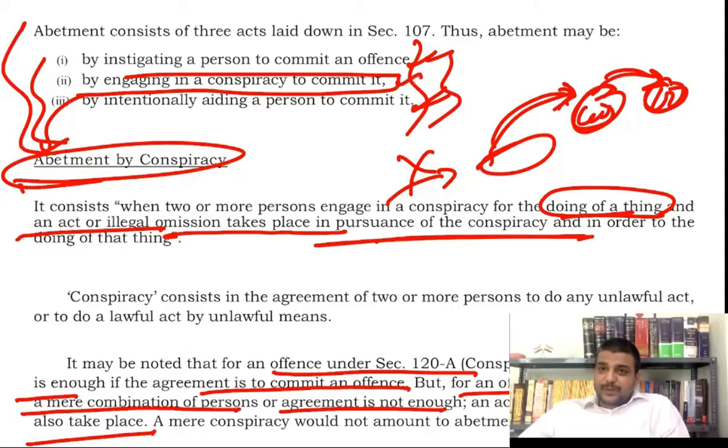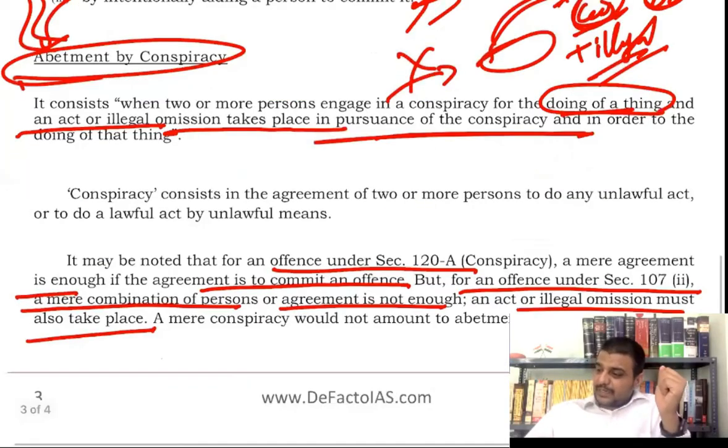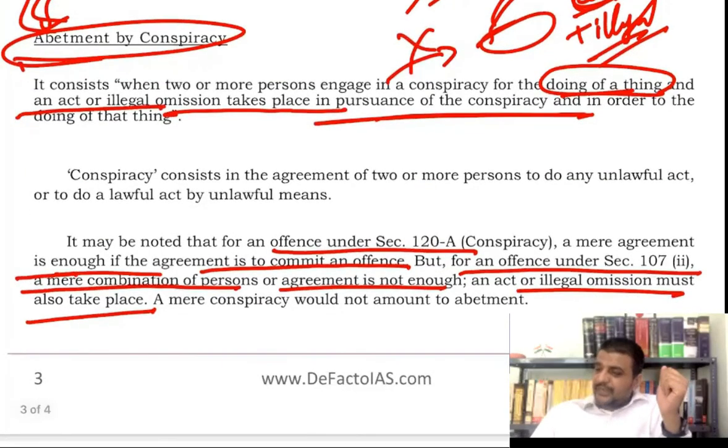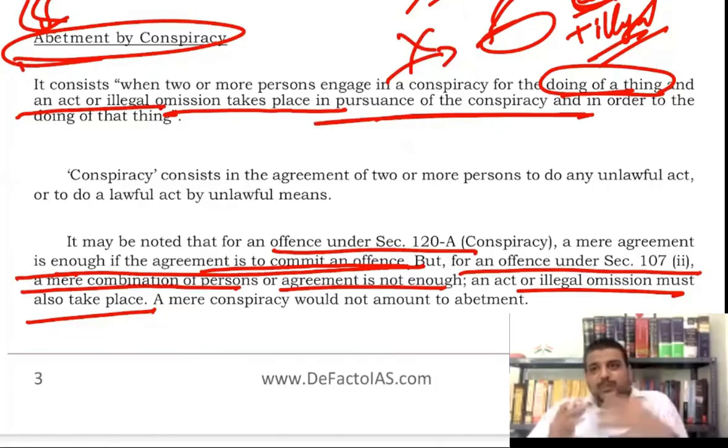Now in the case of abetment by conspiracy, we have to prove the conspiracy as well as an illegal act. There was a conspiracy and I have done something in furtherance of that conspiracy, and so I have abetted it. But in the case of conspiracy, a mere agreement is enough. Now, how do you prove an agreement? Think about it. You must have seen in police cases that they come up with a laptop or a document and say that the existence of this document indicates that you have conspired.